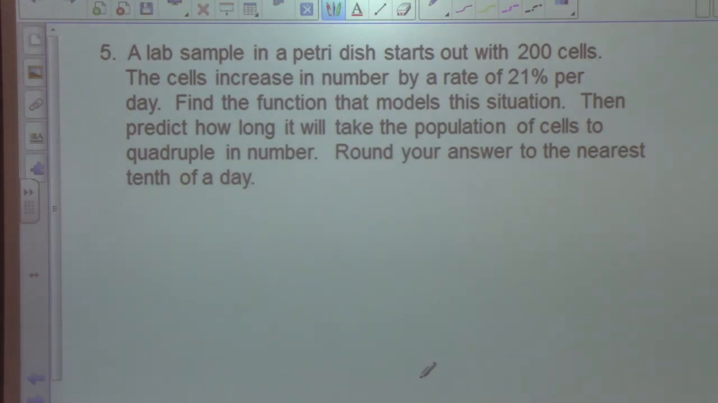I did X max 50, Y max 1,000. Okay, can somebody provide us with a function that models the situation? What is the function that models the situation? I got the 18.